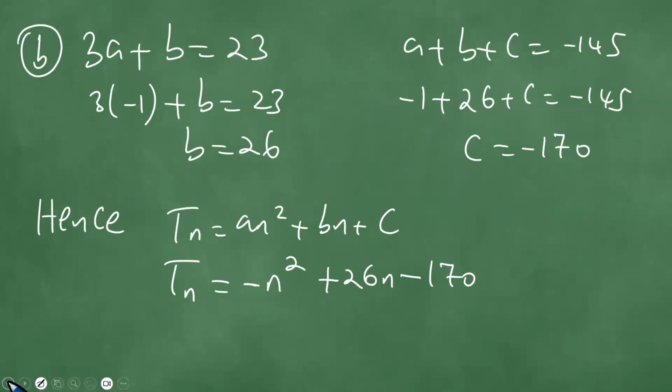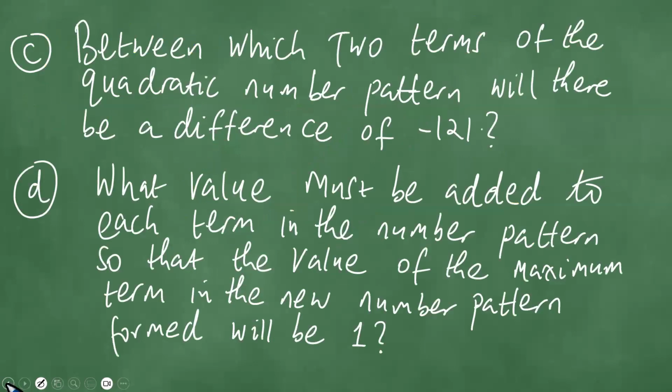In part C, between which two terms of the quadratic number pattern will there be a difference of minus 121? So let us look at this. Between which two terms of the quadratic number pattern will there be a difference of minus 121? So in other words, now you want to find the difference, the difference of minus 121. Let us look at this very, very carefully.